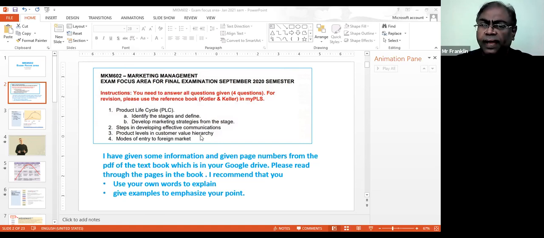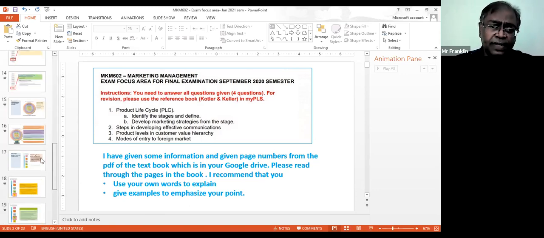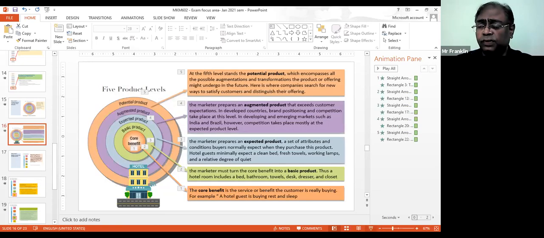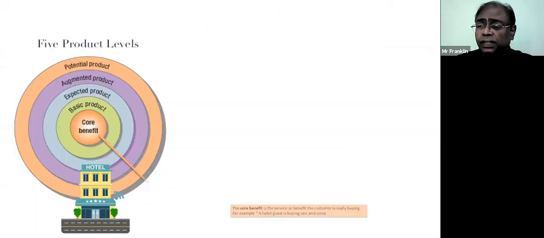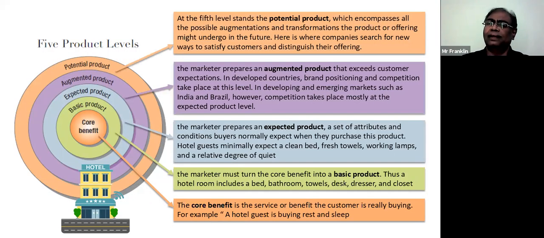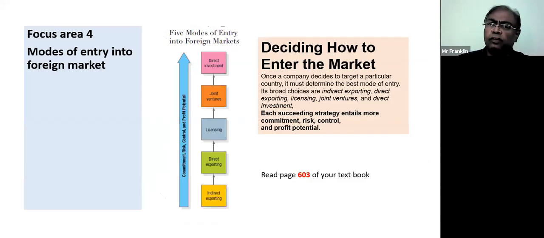Customer value hierarchy means the value that the customer receives, the hierarchy. All right. And now the 4th one is modes of entry into a foreign market. So let's say, for example, a company wants to extend its business across the border, they want to extend to Indonesia, they want to go regional, they want to go to Singapore. Now, what is a method that the company uses? What are the steps or stages that they go through? Okay, now there are a few stages.